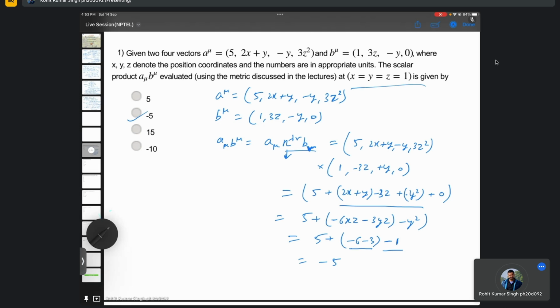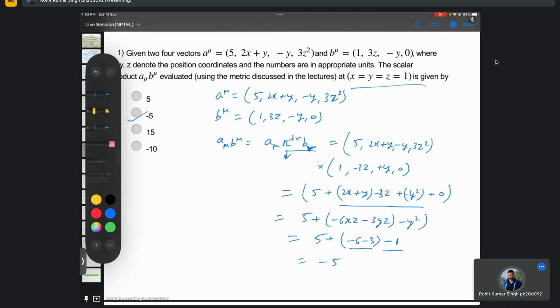So what we did is, both the four vectors were given in contravariant form. We converted one of them, because to get this scalar product we have to convert one of them into covariant form, and we did that using a metric tensor.